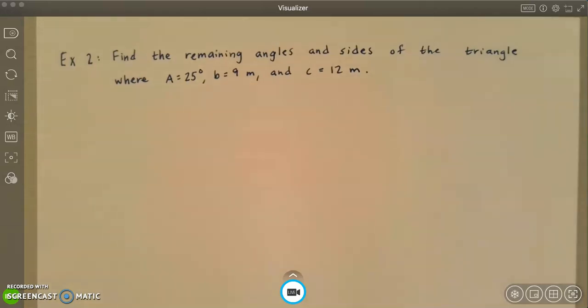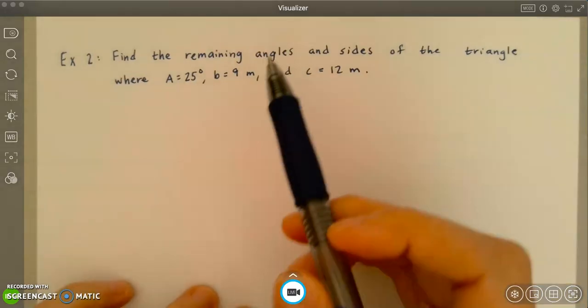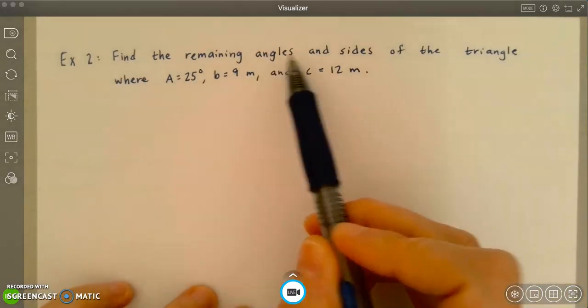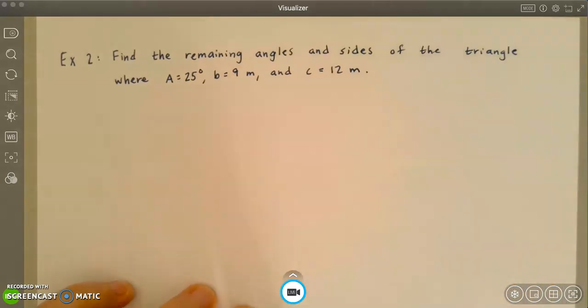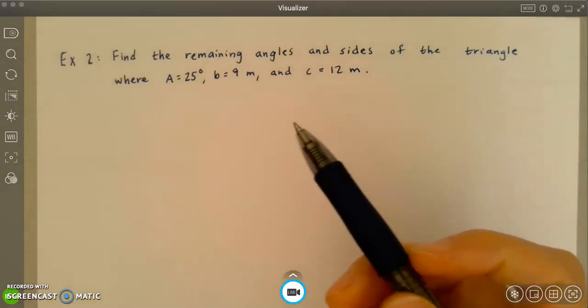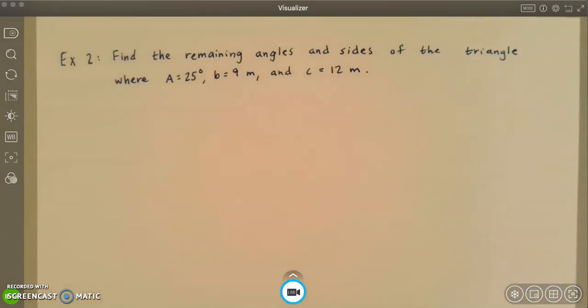In this example, we're asked to basically solve the triangle again. So we're going to look for all the angles that we haven't solved for yet, as well as the sides. So this is the information that's been given to us. You don't need to have a triangle drawn out, but if it helps you understand the information that's been given to you, feel free to do that.